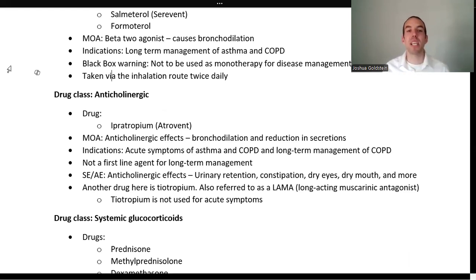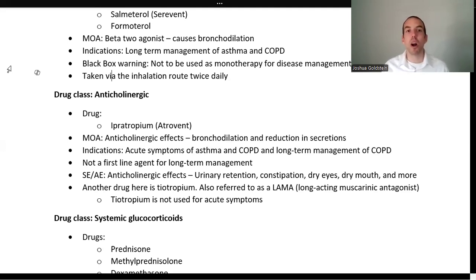The next medication we have is an anticholinergic. That's the drug class. If you've watched our other videos, you've seen that come up a bunch because anticholinergics are used for tons of different things. But right now we're talking about asthma. The drug over here is ipratropium. Ipratropium's brand name is Atrovent, and this is an anticholinergic. So this does two things.